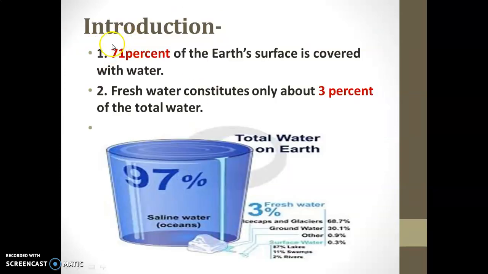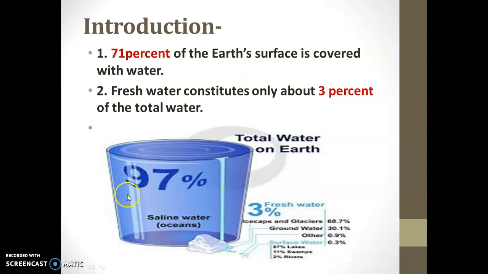Next, introduction. As we all are aware, 71% of the earth is covered with water and the remaining 29% of the earth's surface is covered with land. So, the 71% of the earth which is covered with water, instead of water we can use the other term, hydrosphere.